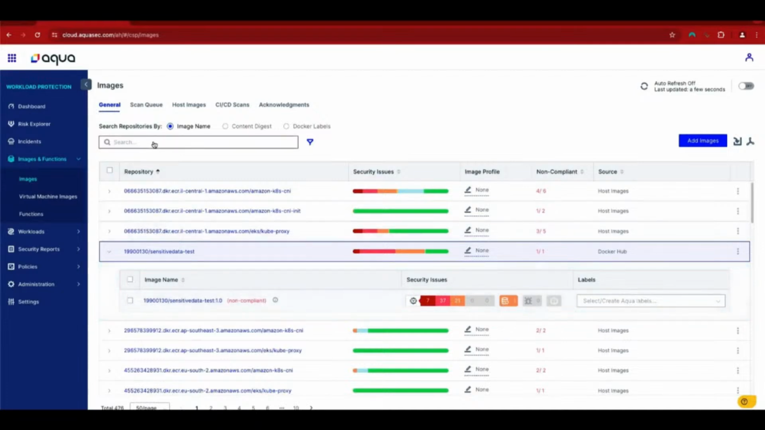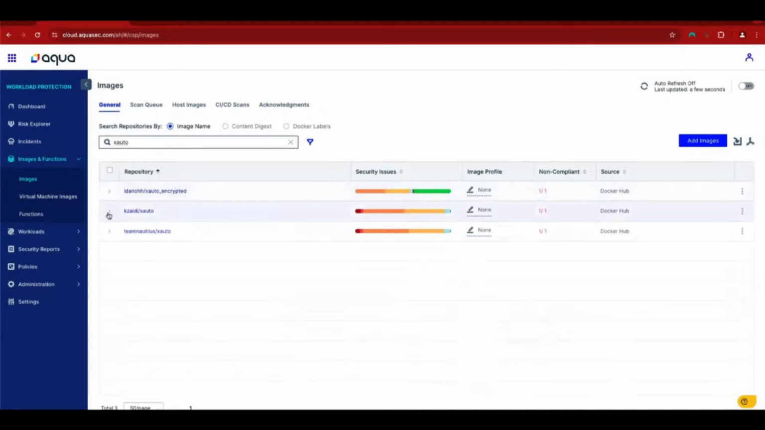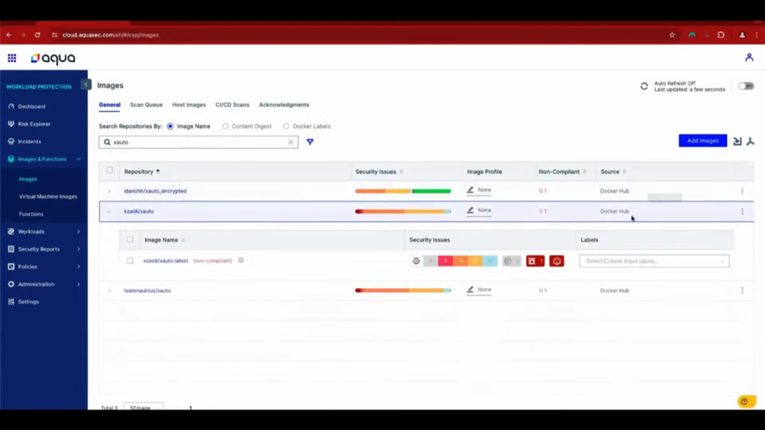Now, beyond the static scanning that we're doing here, we want to look at a specific image that is coming from the outside, and you can easily look into it by checking on the right side here that it's coming from Docker Hub.